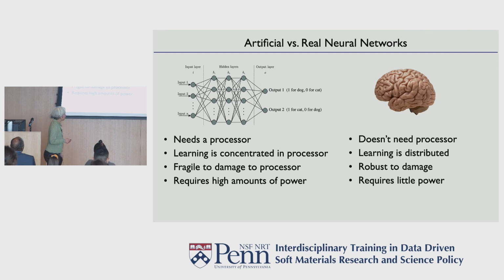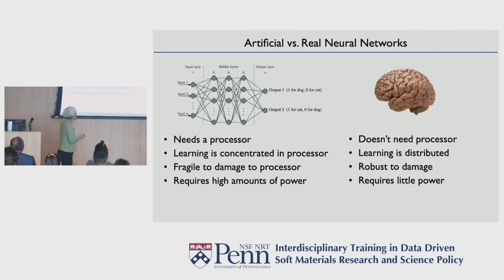And here, right, we look at the brain. The brain is not connected up to a computer, right? The brain is learning everything on its own. It doesn't need a processor. Learning is distributed among all the neurons, and the neurons are updating their synapses. They're doing all this under local rules. There's nothing global about this, okay?